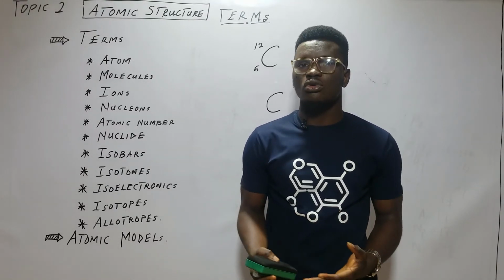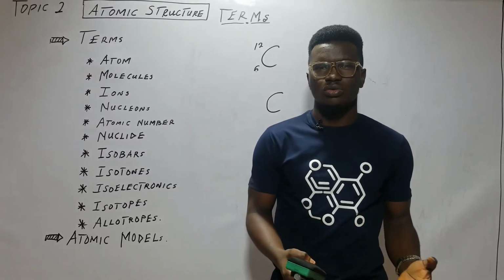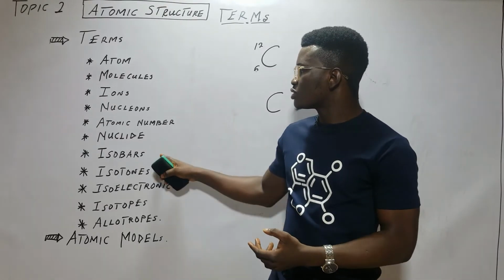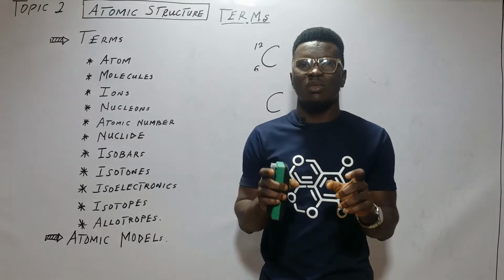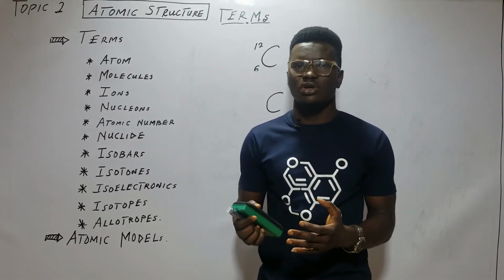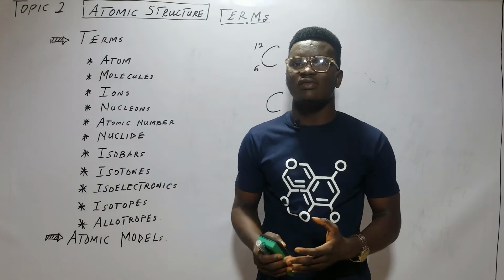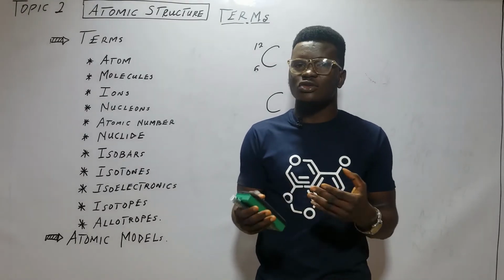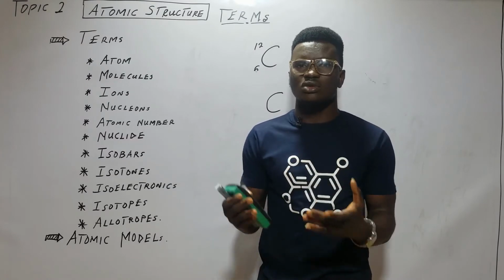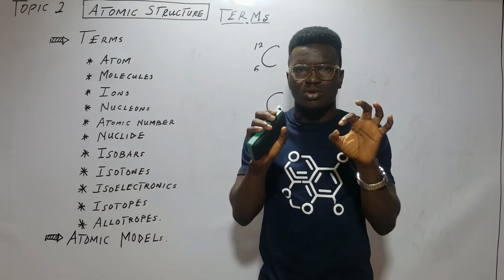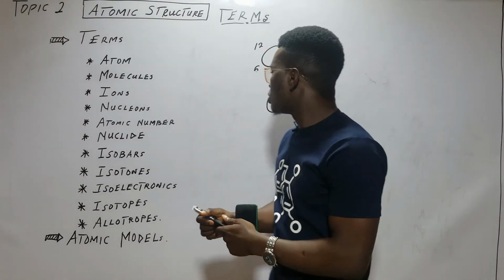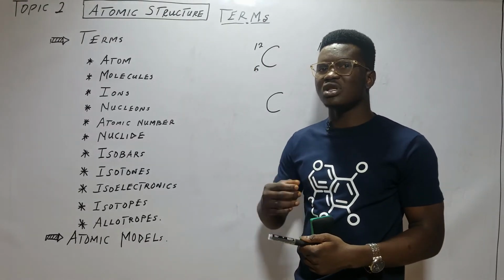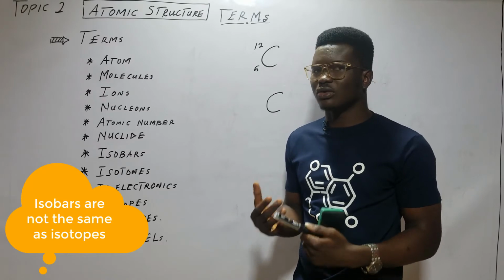Now, isobars. When you hear the word iso, it means the same. Isobars, isotones, isoelectronics, isotopes: it means the same thing is related. So isobars means they have the same mass number. There are some atoms on the periodic table that exhibit the same mass number. They are isotopes, though. I don't mean that isotopes have the same mass number, no.